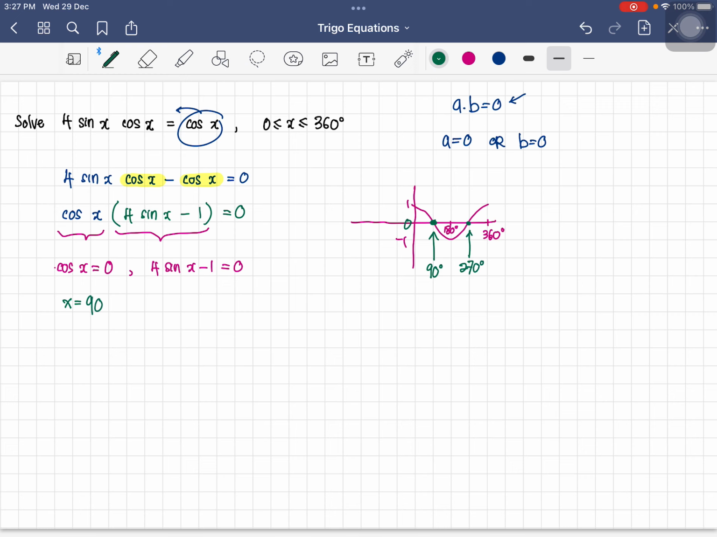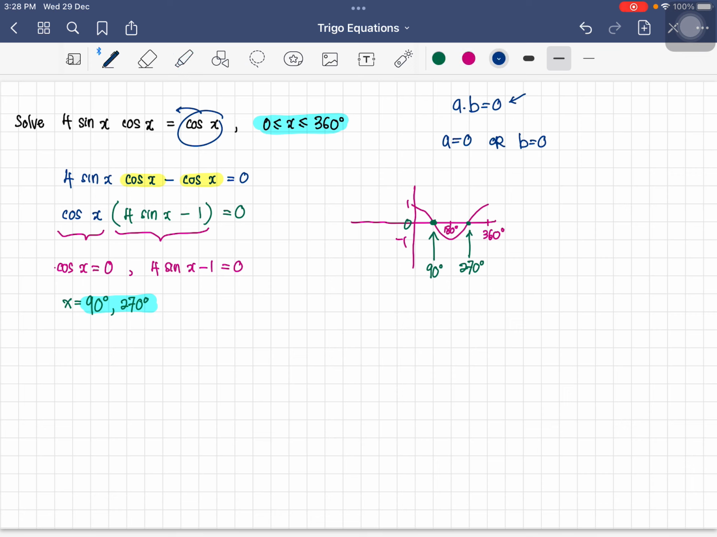So I've got two solutions here, 90 and 270 degrees. Let's check, is it within the range requested by the question? Yes, of course, it is within 0 and 360. So both of them are the answers. What about the second one?